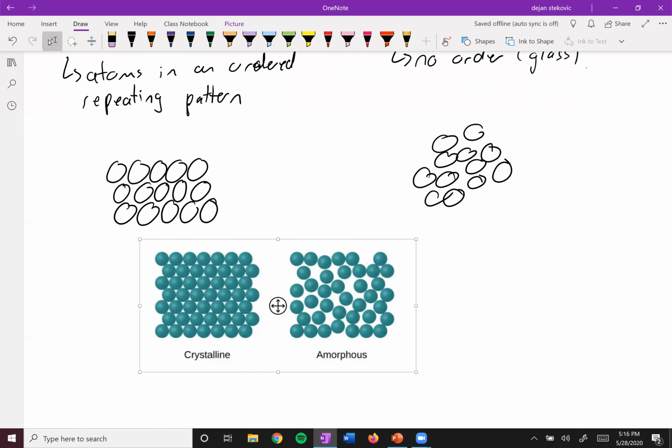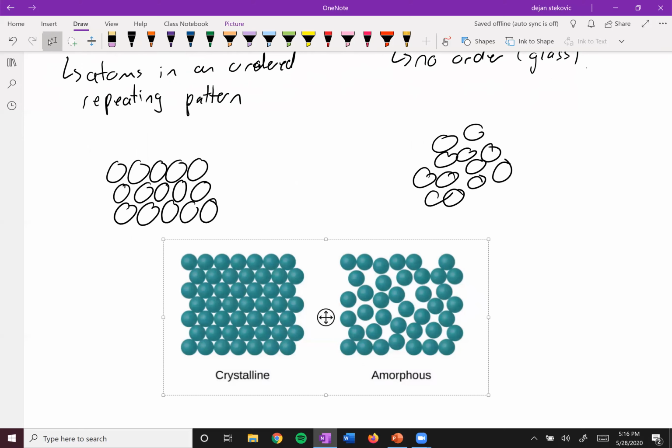So here's a picture of that, right? On the crystalline, you see it's nice and ordered. On the amorphous, it has no order.